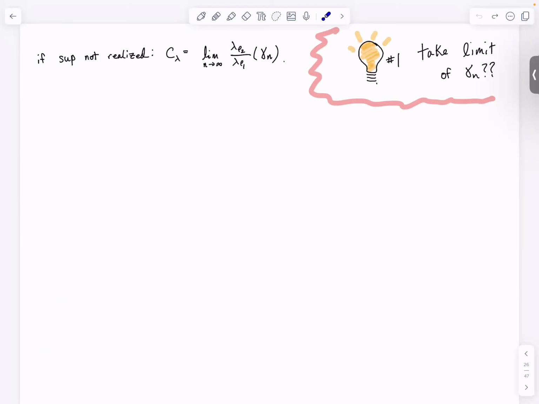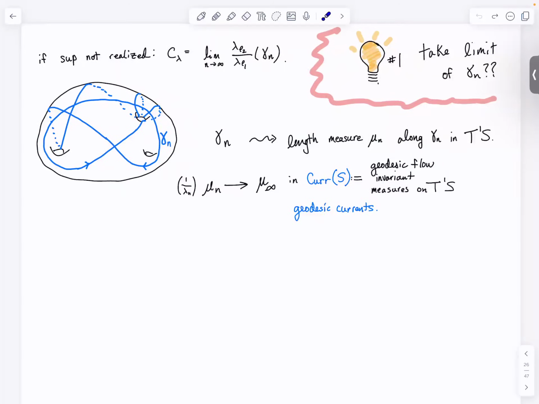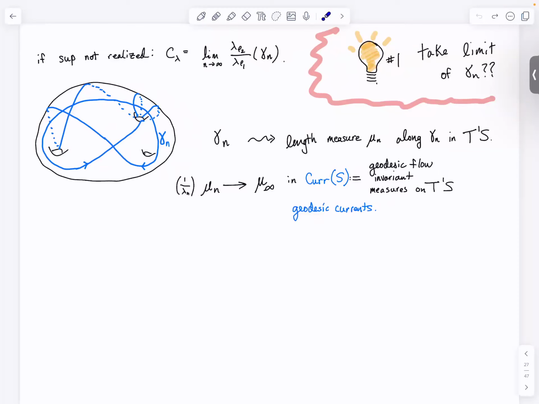I don't want to use Lipschitz maps in the way Thurston did. I just want to take a limit of all these closed curves. That doesn't really make sense, right? How do you take a limit of homotopy classes of closed curves? Here's a way to make sense of that. It's called geodesic currents. And I know some of these are near and dear to some of you. So let me try to say very briefly what a geodesic current is.